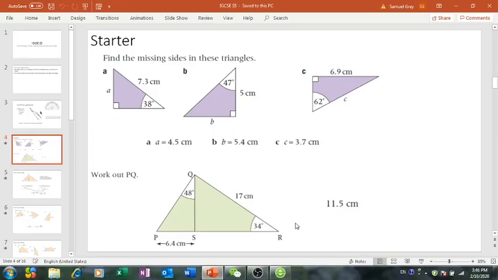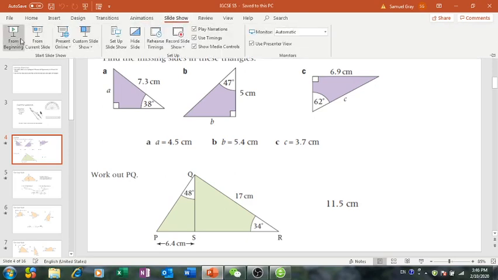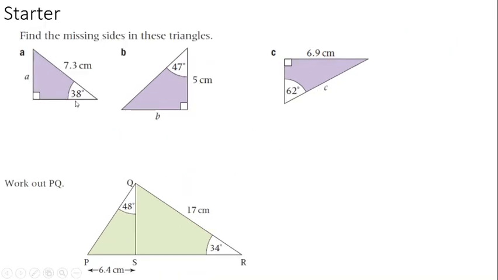Okay, these are normal Pythagorean questions. So we'll look at them here. This is work outside of A. You have the hypotenuse, you have an angle. This is the opposite. So sine 38 is equal to A divided by 7.3.